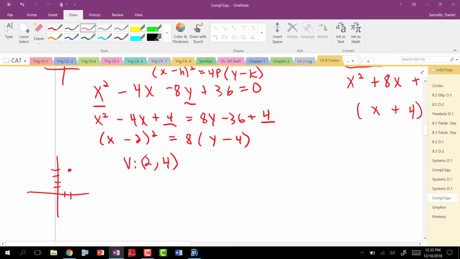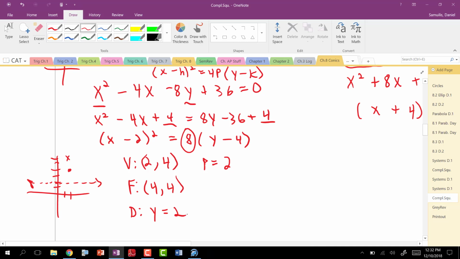And then which direction does it go? It goes up. So what's p equal to? 2. So I go p up, and I go p down. What kind of line is that? Dotted, red, straight? Horizontal. So the focus is 4 comma 4. The directrix is not 2 comma 2. It's y equals 2. That's about all I can think of.